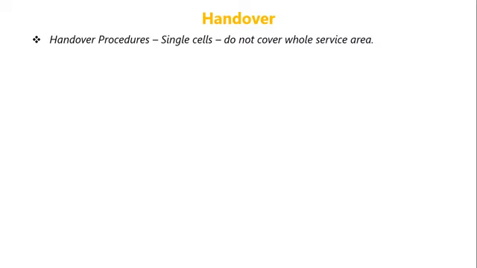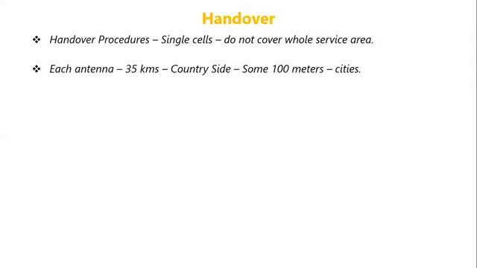What we will be discussing in this lecture is handover. Cellular systems require handover procedures because single cells will not cover the whole service area. Typically, a cell will cover up to 35 kilometers in the countryside and a few hundred kilometers in cities.